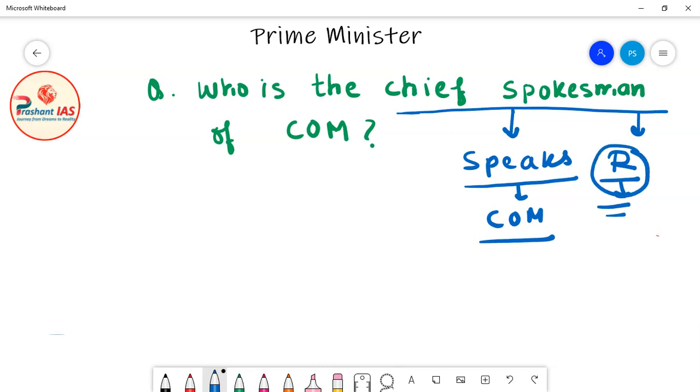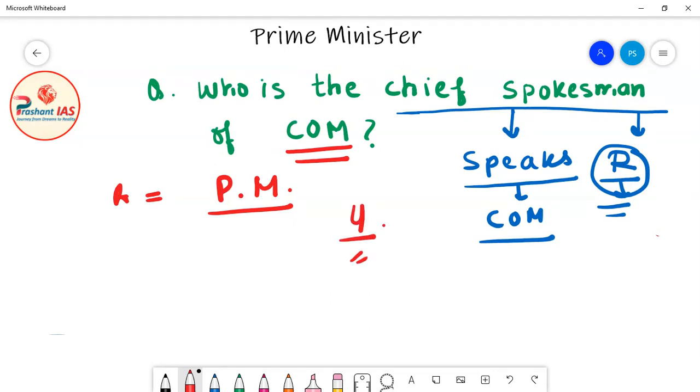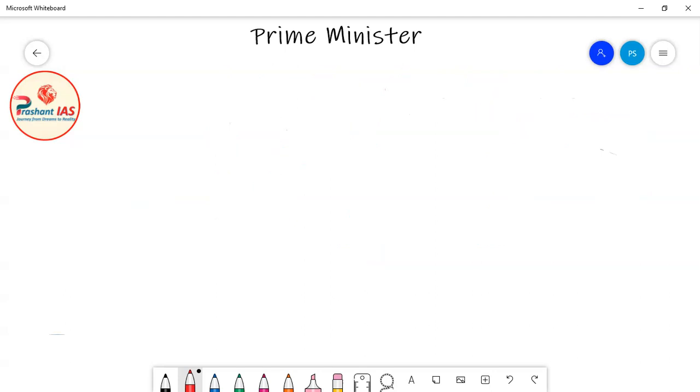Okay, so what is the answer to this question? The answer to this question is the Prime Minister of the country. So friends, the Prime Minister of the country is the chief spokesman of the Council of Ministers. So friends, this is the fourth power of the Prime Minister of India. Now friends, let's move further.